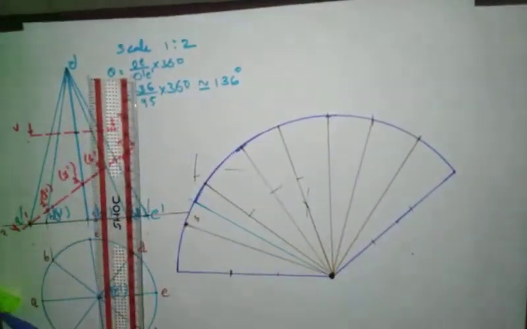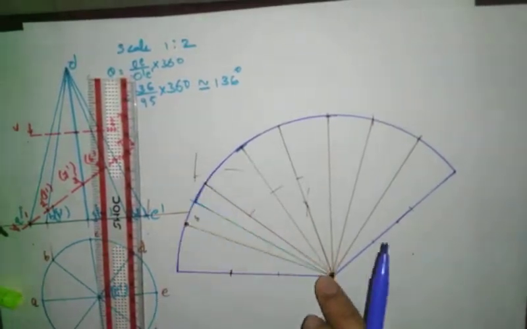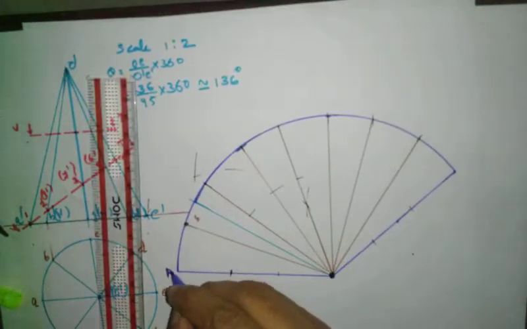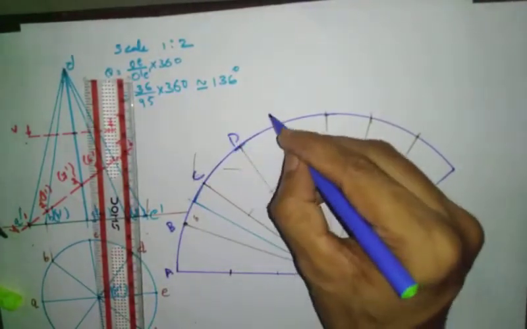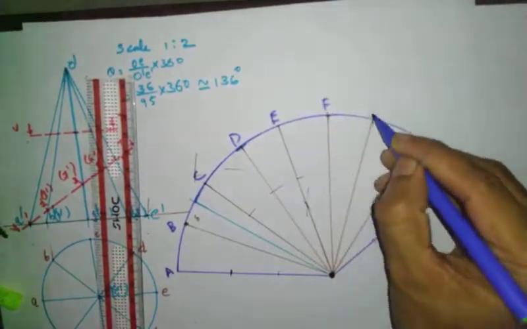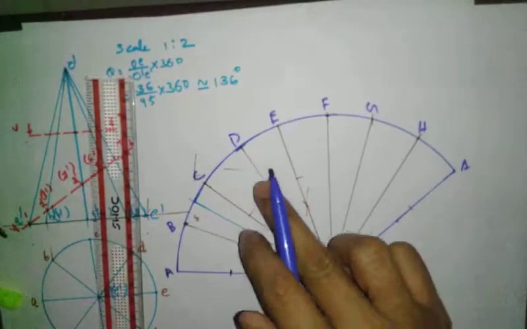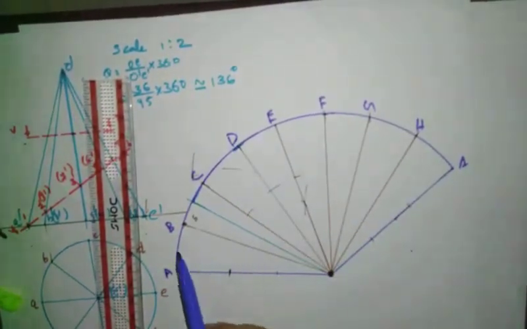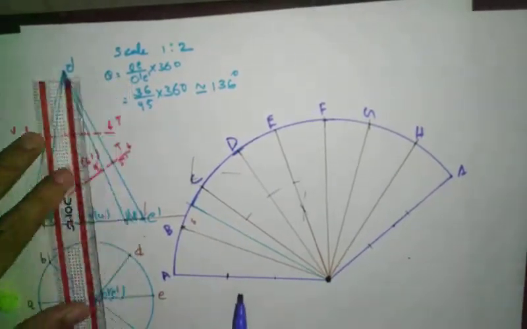Now you have to notice one thing: this blue line is not here. So A, B, C, D, E, F, G, H again. These are the lines and points on this development. So this should not be mistaken. This is an extra line.